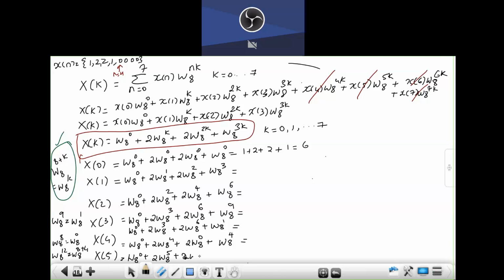Plus 2 W8 power 5 into 2 is 10. So 10 you can write it as 8 plus 2. So this will be W8 power 2 plus W8 power 3k, means 3 into 5, 15. So how can you write 15? 8 plus 7. So that is W8 power 7. Okay, this many values you need to get. X of 6, X of 7.